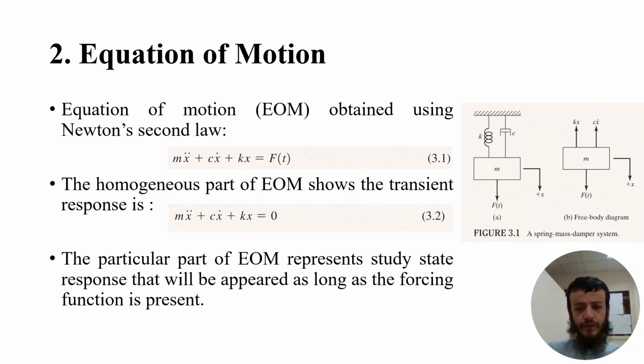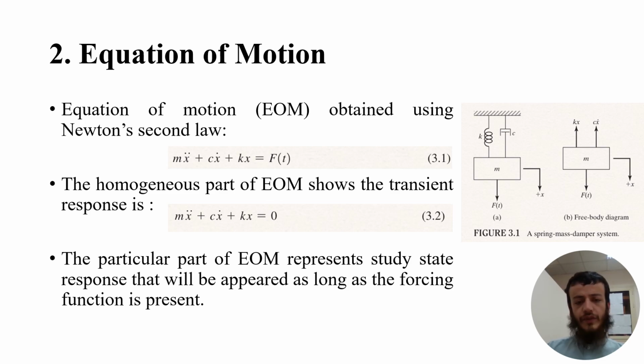Equation of motion of a simple forced vibration system. As we see in figure 3.1, we have a mass M, a spring, and a damper, with a force acting on this mass, equal to the mass times acceleration, plus the damper coefficient times the velocity, plus the spring constant times the displacement.